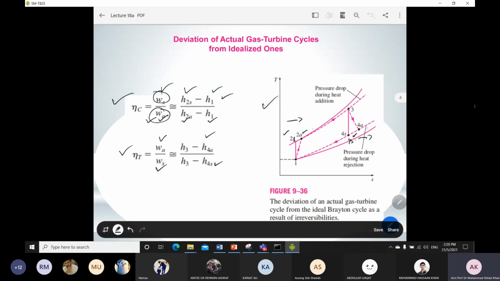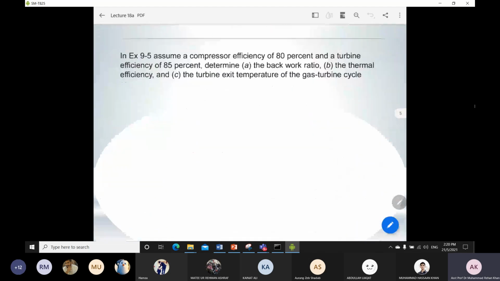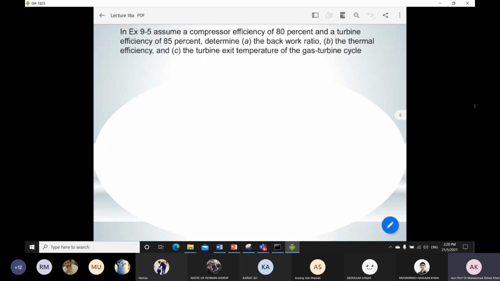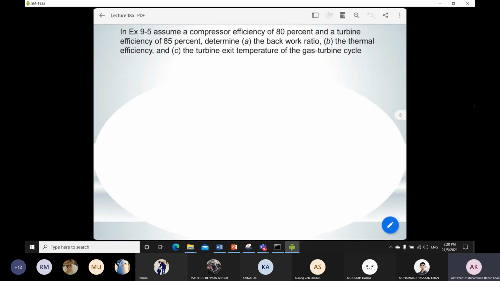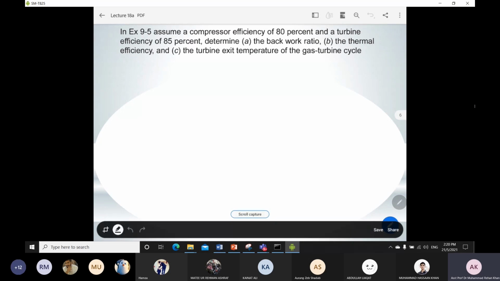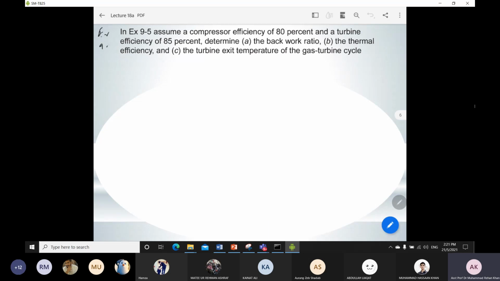Now we will see one question related to the actual cycle, so that you will get some understanding of how to deal with the actual Brayton cycle. This is a part of example 9-5. Example 9-5, which we already practiced in the previous class, is related to the isentropic process. So the same data we have to use for solving example 9-6. This is example 9-6 from your book.